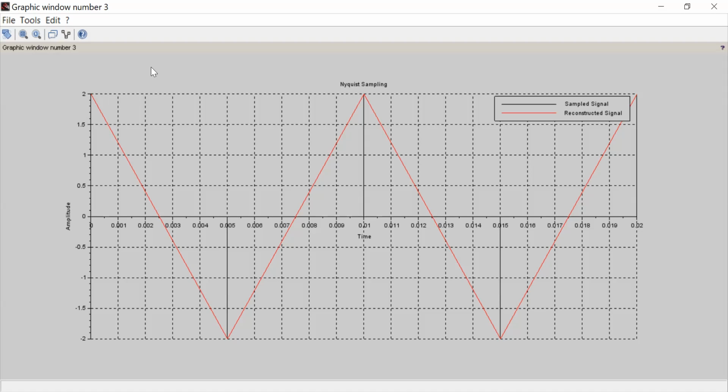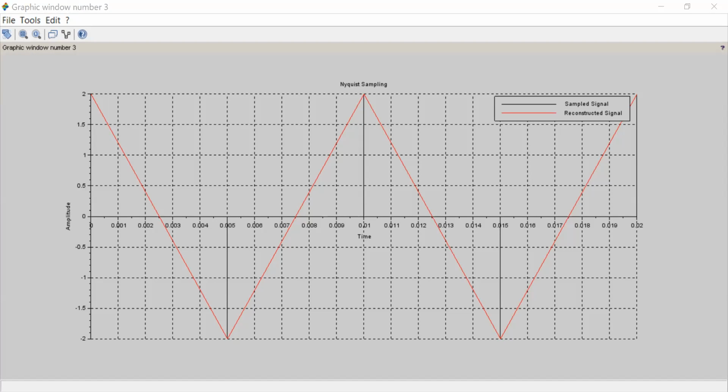Okay, here also you have shown the grids, and the black color indicates the sampled signal, the red color line indicates the reconstructed signal. How many samples will you get? At 0, at 0.005, 0.01, then at 0.015 you'll get one sample, and at the end, 0.02, you'll get one more sample. Okay, this is about Nyquist sampling. Here the heading is written. For each graph you need to write the title, Y label and X label. This is about Nyquist sampling.